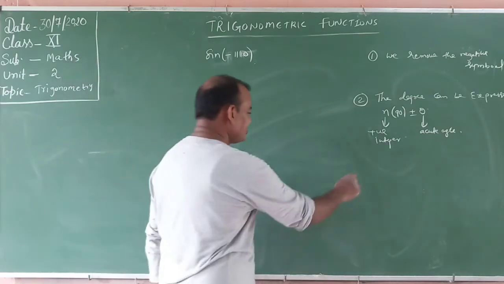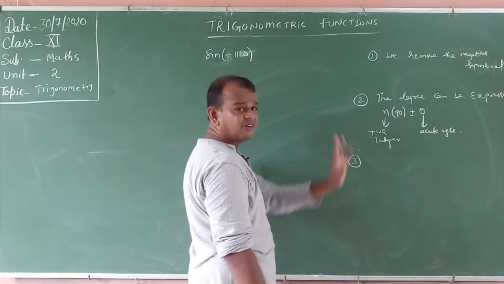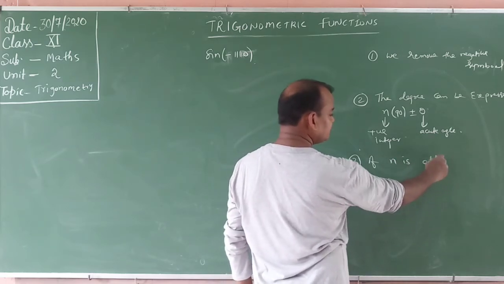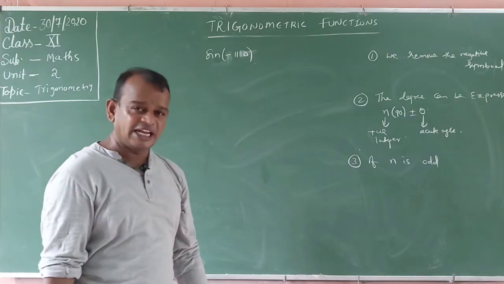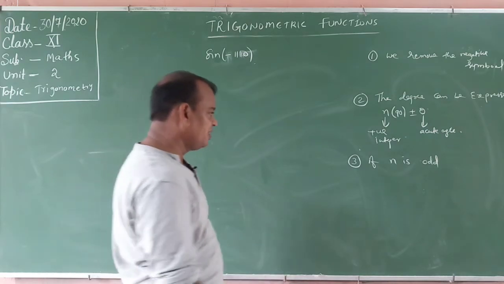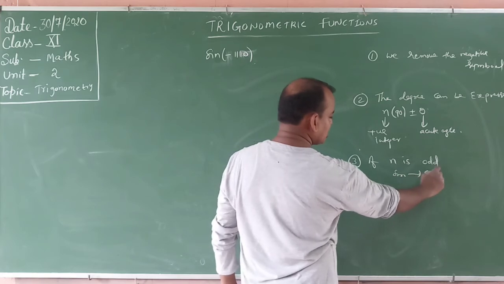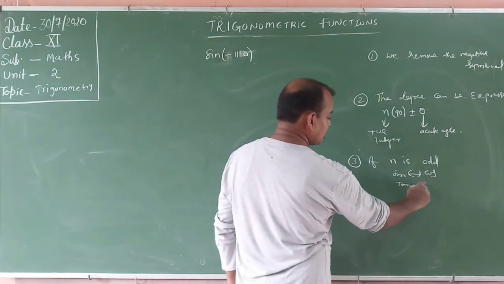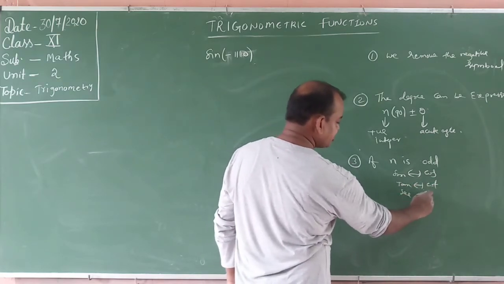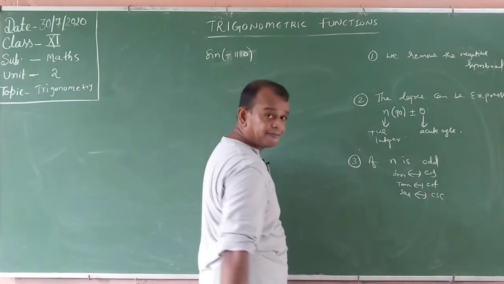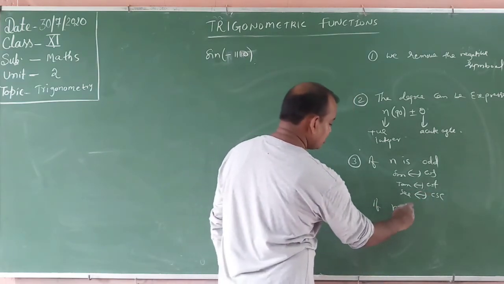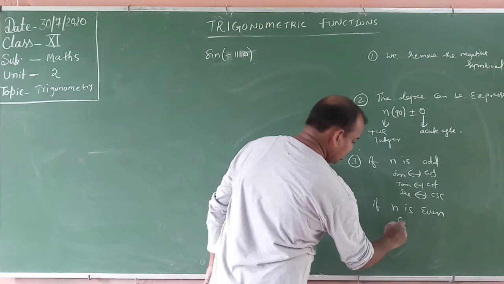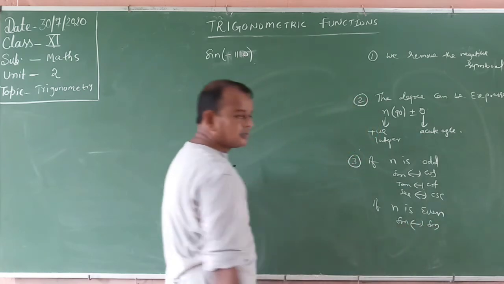Third step: if n is odd, whatever n is odd, sine will be changed into cos, cos into sine, tan into cot, cot into tan, secant into cosecant, cosecant into secant. If n is even, there is no change in the trigonometric ratio. Sine stays sine, cos stays cos, whatever it may be.